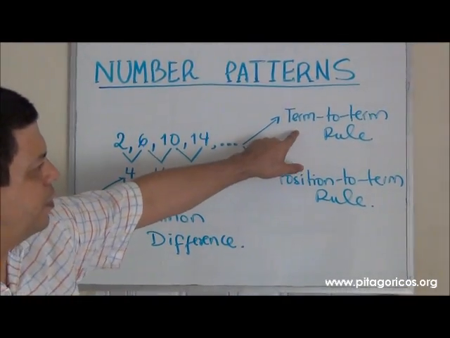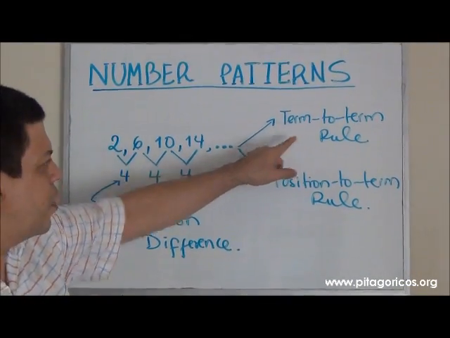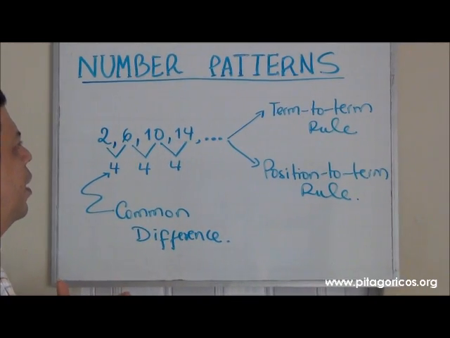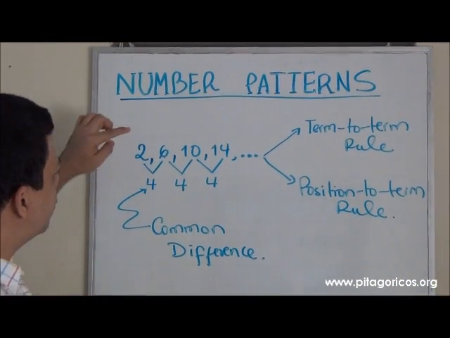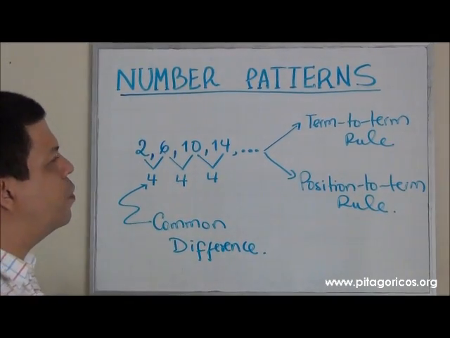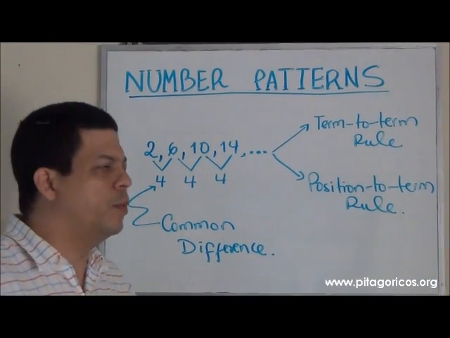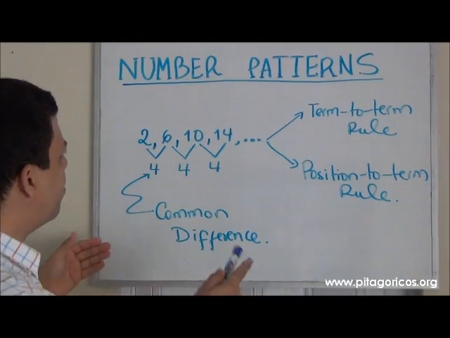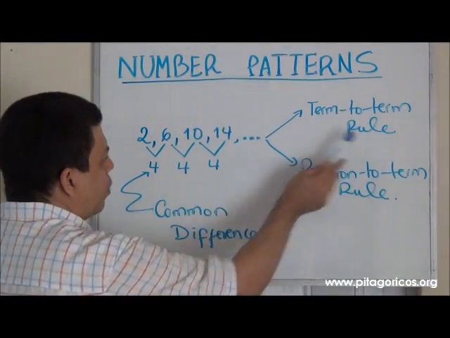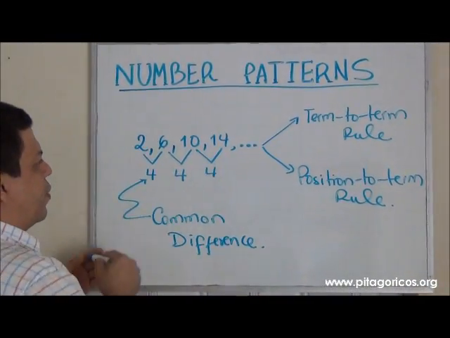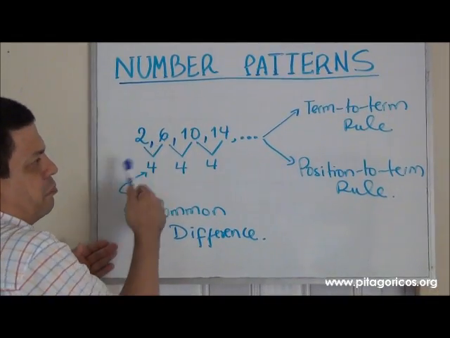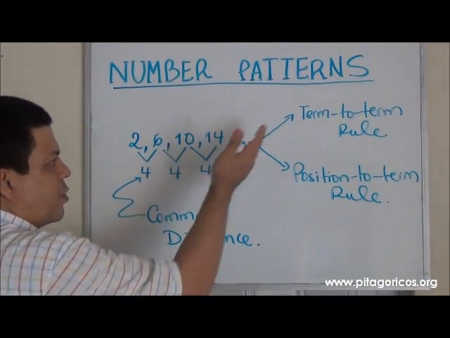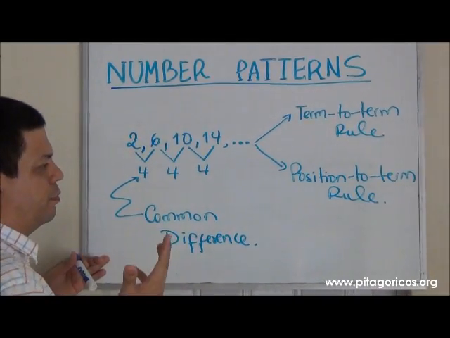When talking about the term-to-term rule, we're just talking about describing the sequence in terms of how it starts and what we have to do, that is, what operation we have to do to get the other terms. For example, the term-to-term rule of this very simple sequence is something like start with 2 and add 4. That's very simple. That's what we call the term-to-term rule.